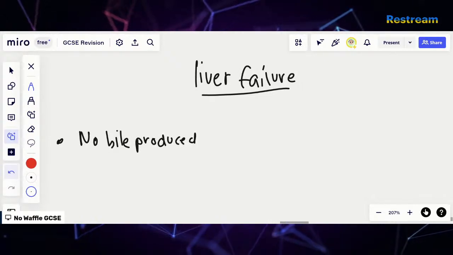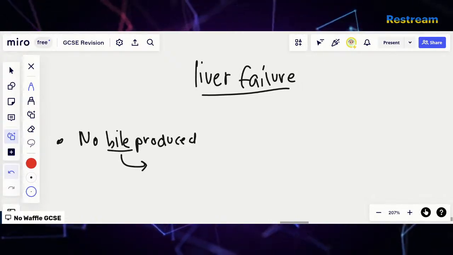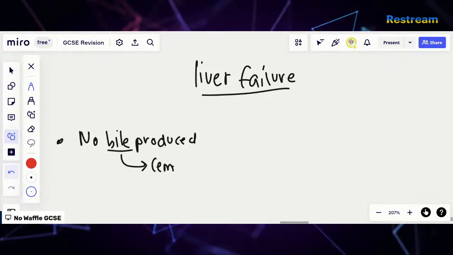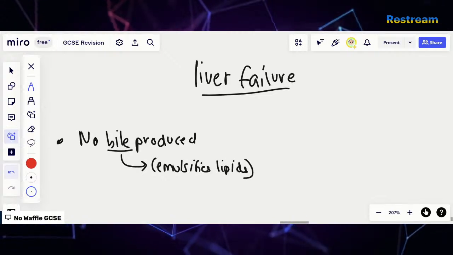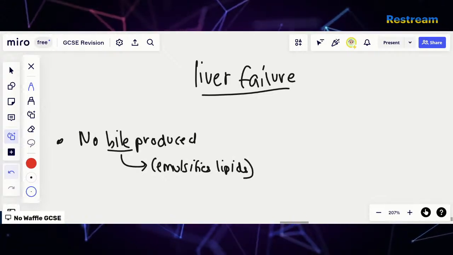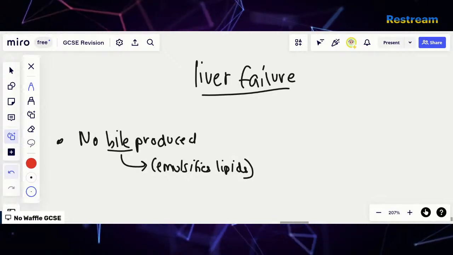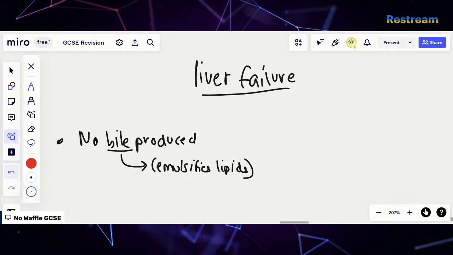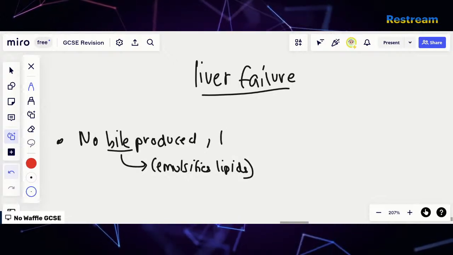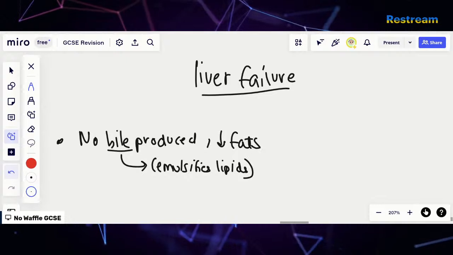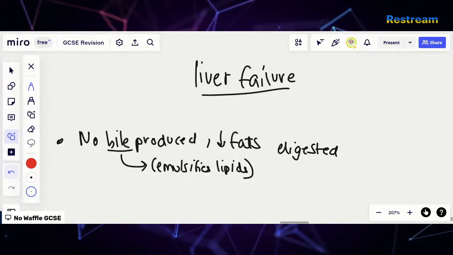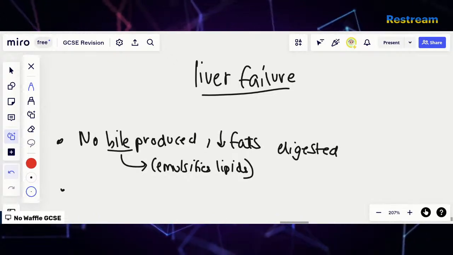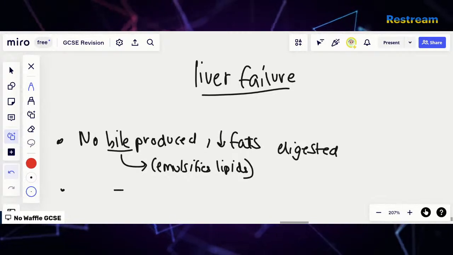So, what is bile, first of all? Bile is the chemical that emulsifies lipids. Emulsifies, if you didn't know, just means converts the big lipid droplets into smaller droplets so the body can more easily absorb it. So when there's no bile produced, this means there's less fat digested, and also if there's no bile produced, pH conditions from the acid will remain acidic.